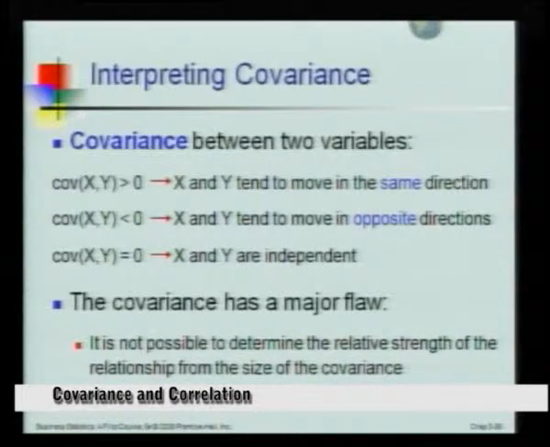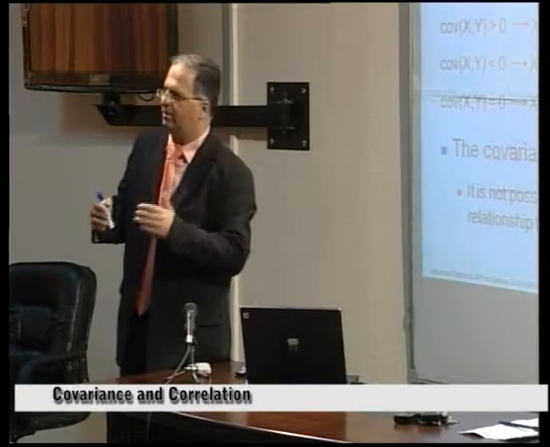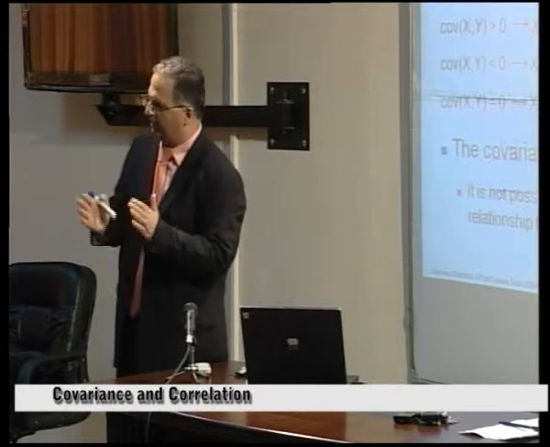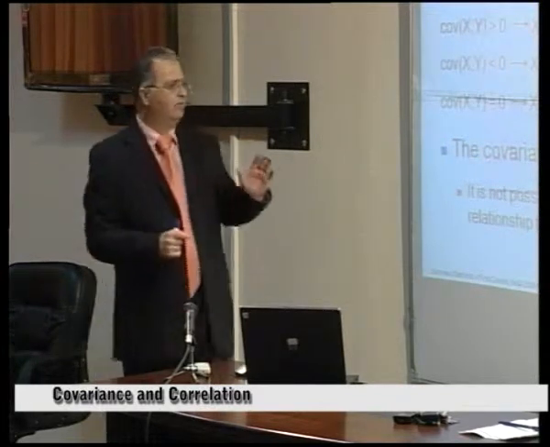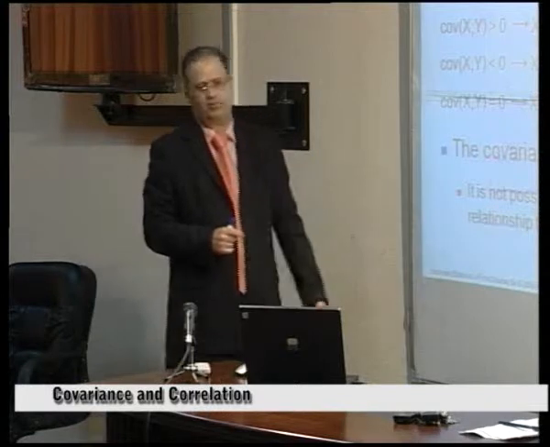Because as one variable increases, the other maybe goes up or goes down, or maybe constant. So that means there exists no relationship between the two variables. In that case, the covariance between x and y equals 0.